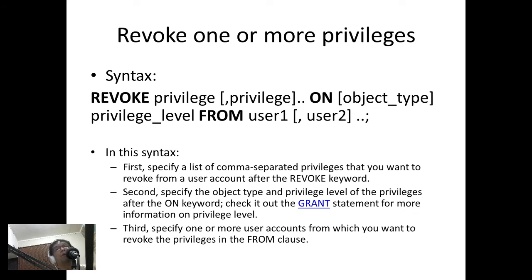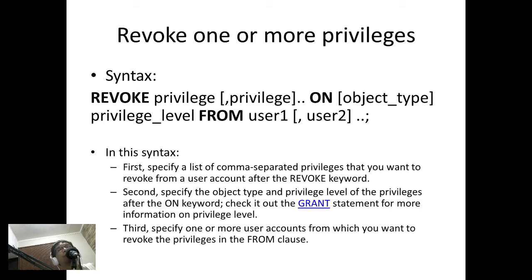So how do we revoke one or more privileges? Revoke privilege, comma, privilege on object type, privilege level from user 1, user 2, etc. In this syntax, first specify a list of comma separated privileges that you want to revoke from a user account after the revoke keyword. Then second, specify the object type and privilege level of the privileges after the on keyword.